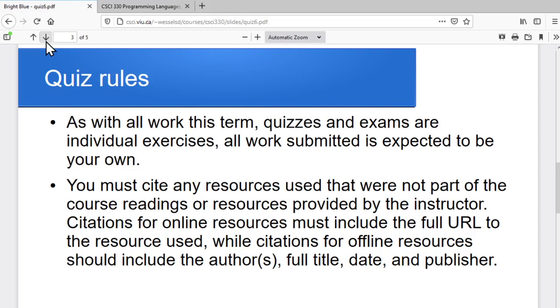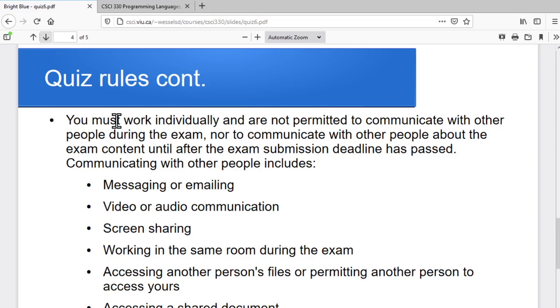All right, usual quiz rules. It all has to be your own work. Cite anything that you use that didn't come out of your own head or out of your own notes. And again, no communication with anybody else, whatever form that might take, until after the exam period is over, so after 7 p.m. that night. So I think that's pretty much the idea.